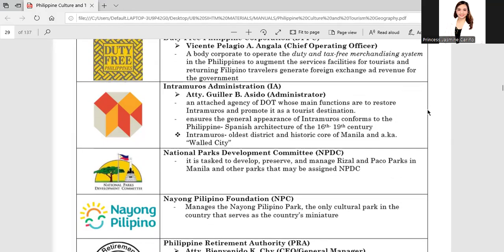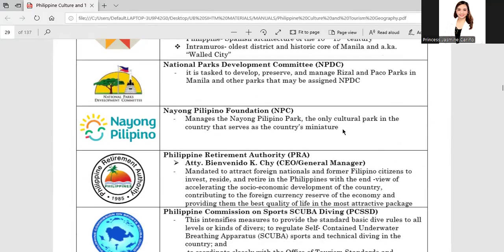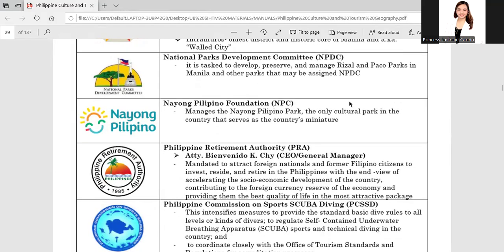All right, so the next one is our IA, the Intramuros Administration. So before I read the function of IA, let's first check this one out. So Intramuros is the oldest district and historic core of Manila, and it is also known as the Walled City. All right, so it's an attached agency of DOT whose main function are to restore Intramuros and promote it as a tourist destination. All right, so we have the National Parks Development Committee as well.